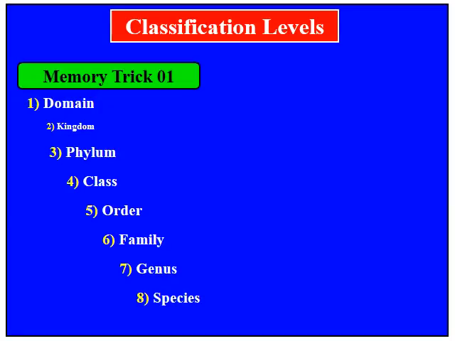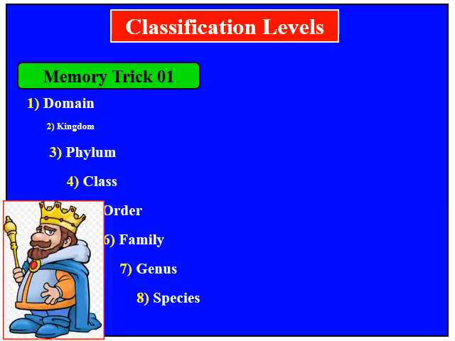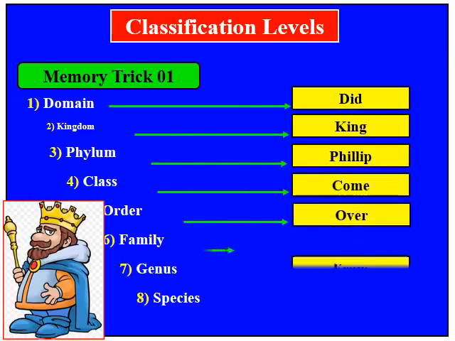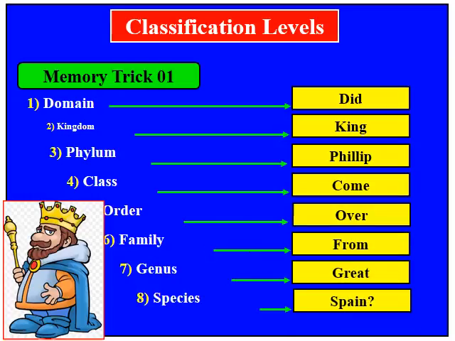In these classification levels, like I said, there's a couple memory tricks. The first one is to think of old King Philip. And I've heard this several different ways, but we can think of it as, did King Philip come over from Great Spain? We're going to look at the D for domain, K for kingdom, P for phylum, C for class, O for order, F for family, G for genus, and S for species.